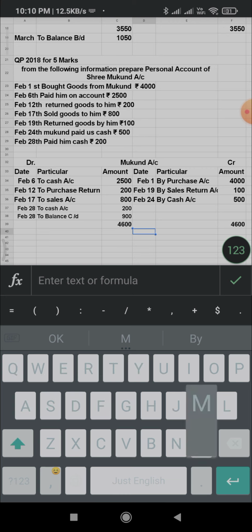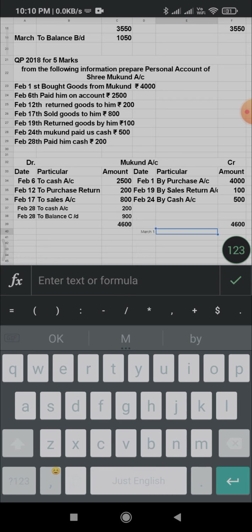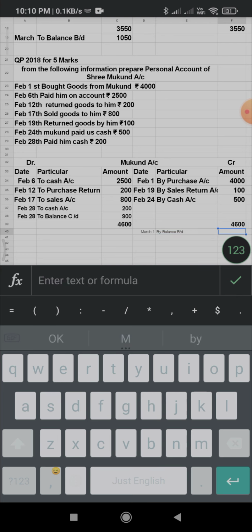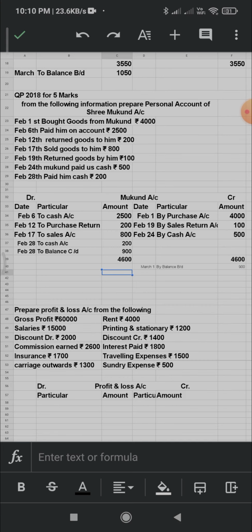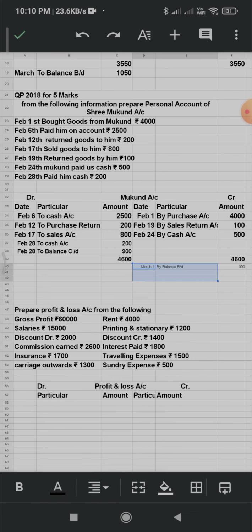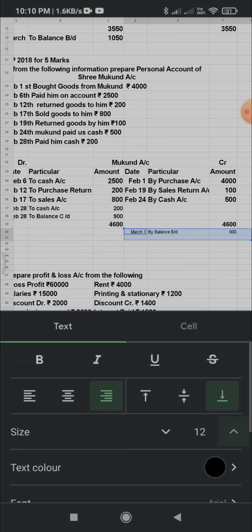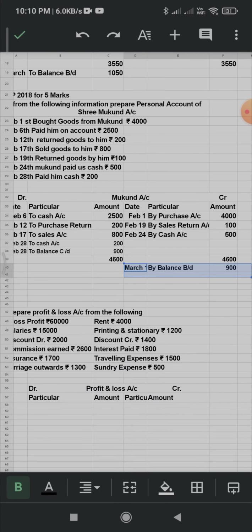After the total we should write March 1st. We'll write by balance brought down. Whenever you are carrying from last month to this month, we call it brought down. So what is the total balance here? The total balance is 900.